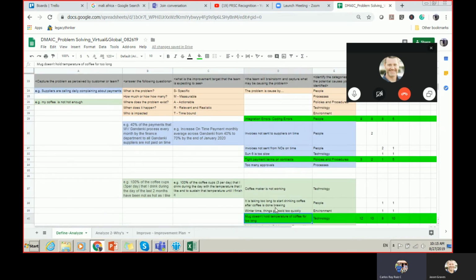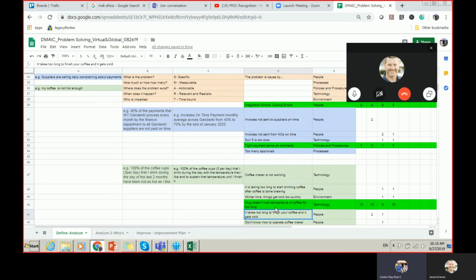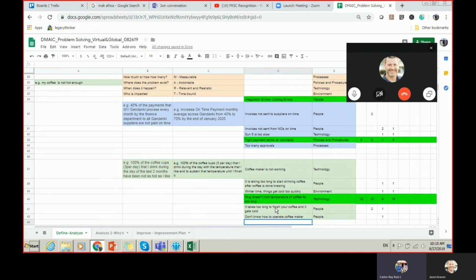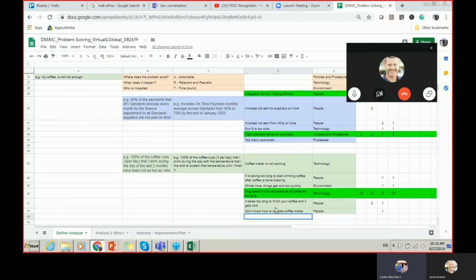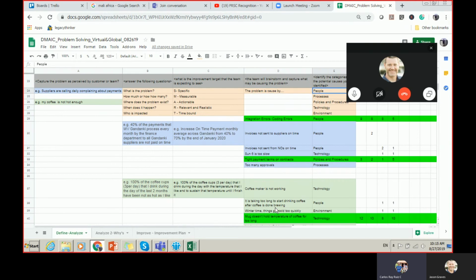Then in the coffee example: the coffee maker is not working, it is taking too long to start drinking coffee after it is done brewing, in winter time things are getting cold too quickly, etc. And it's important also for them to classify these into different categories. Some of them may be people related, others may be process related, policies, technology, environment.